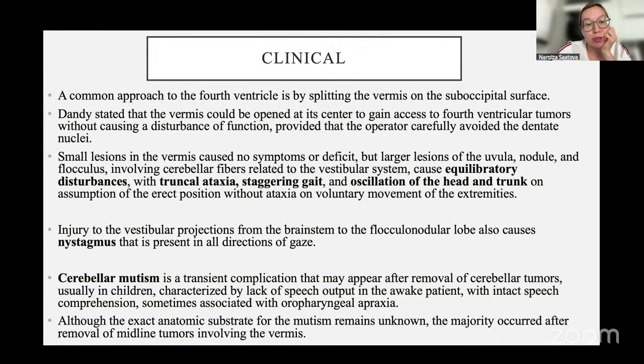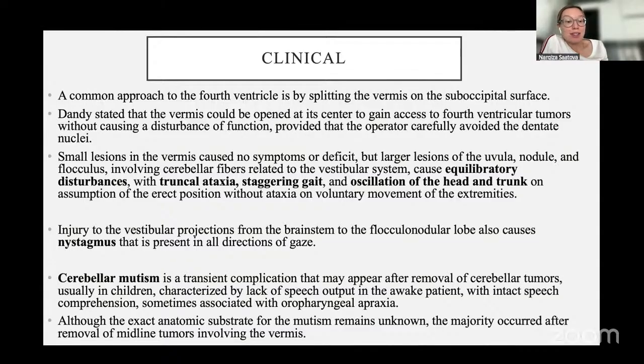Small lesions in the vermis may not cause symptoms or deficit, but larger lesions of the uvula, nodule, or flocculus involving the cerebellar fibers related to the vestibular system can cause equilibrium disturbance with truncal ataxia, staggering gait, oscillation of the head and trunk on assumption of the erect position, without ataxia on voluntary movement of the extremities. Injury of the vestibular projections from the brainstem to the flocculonodular lobe also causes nystagmus that is present in all directions of gaze.